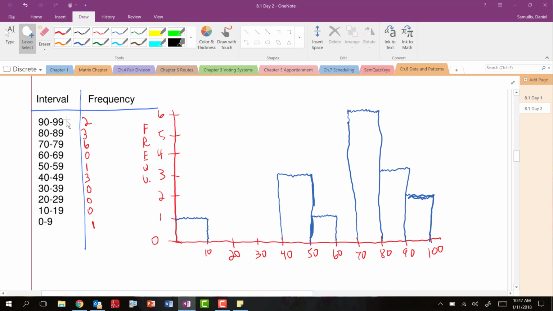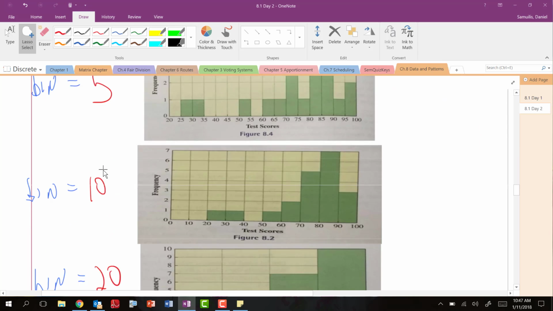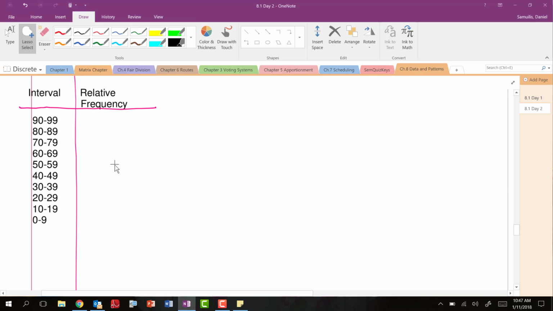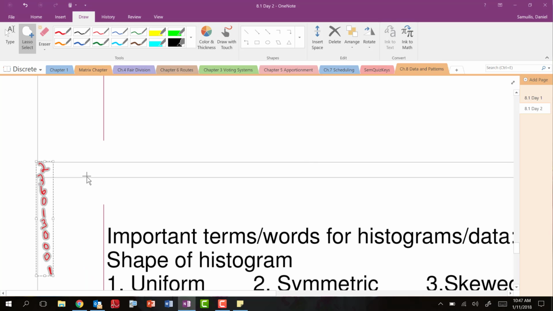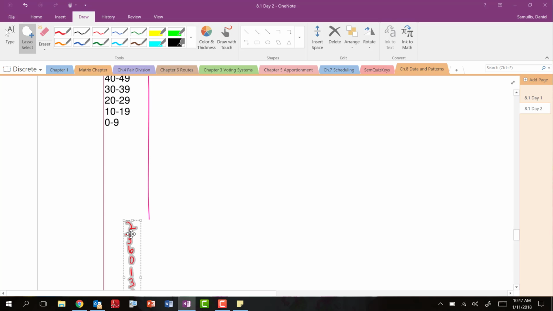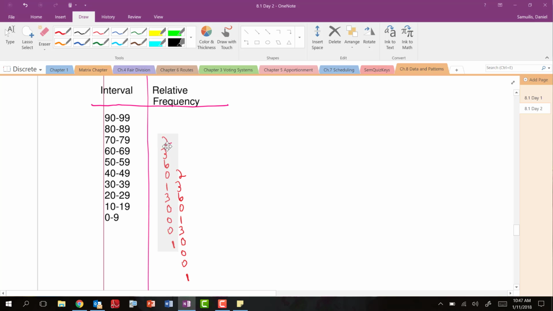Actually it's the same first step. Same first step is you look at the totals, you look at these numbers, and you find out how much each one happens. Same bin size, same numbers, so same results. But now what do I have to do with each one of these numbers? Divide it by? Divide it by?